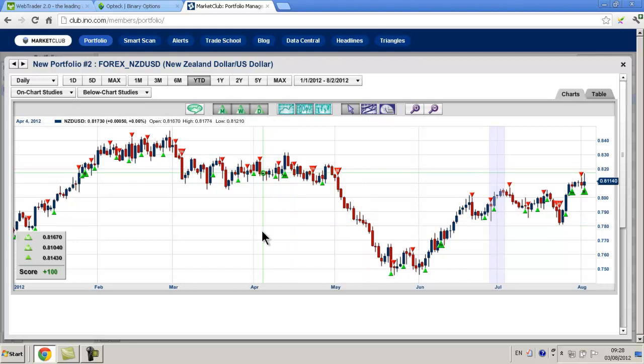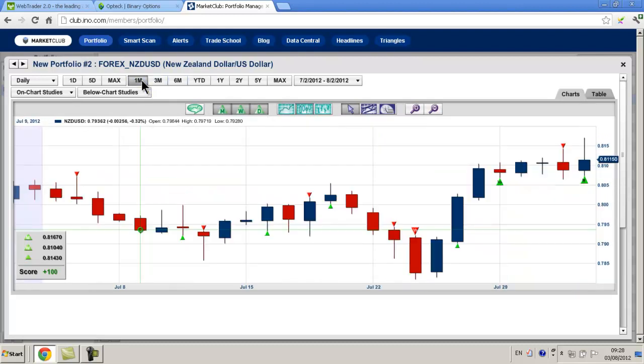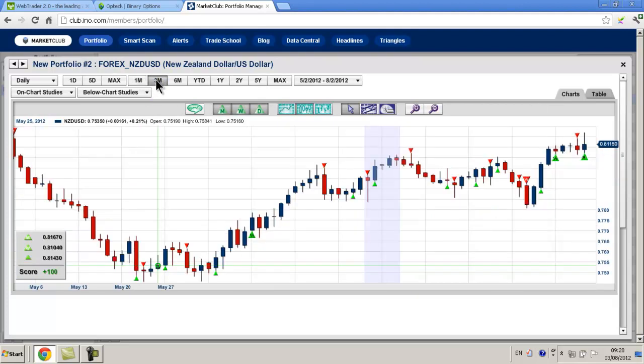Okay, right, so I've got my weeklies and everything set up here. Let's go to 1 month chart. Oh, let me show you on the 3 month. Okay, so here we are today. A monthly green trade triangle has come about. Over here we've got a monthly, weekly and daily, and our score is plus 100.